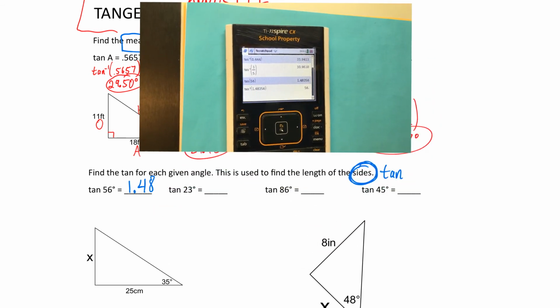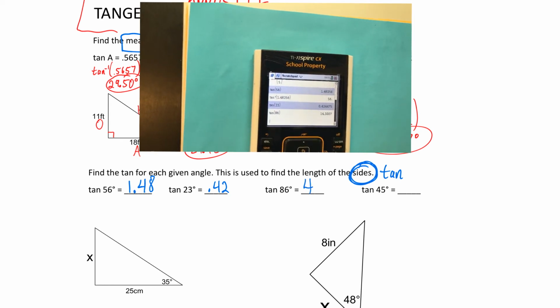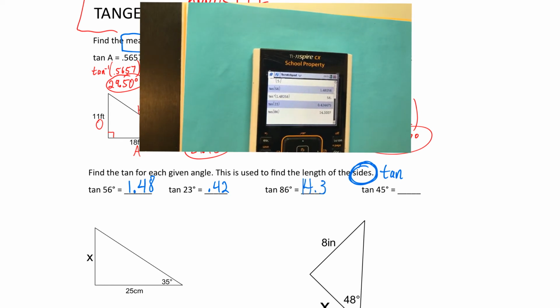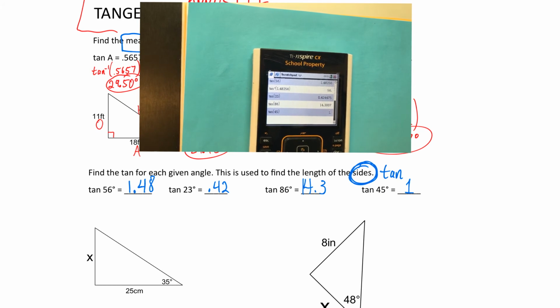Now, let's do tan of 23. So the tan of 23 degrees is what? 0.42. What's the tan of 86 degrees? 14.3. And then what's the tan of 45 degrees? 1. And it is 1. Yep.